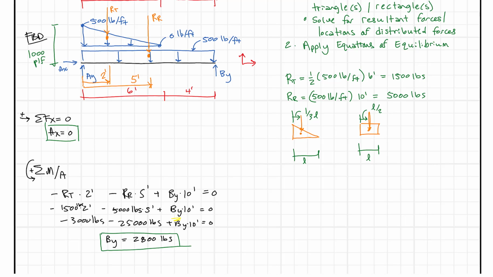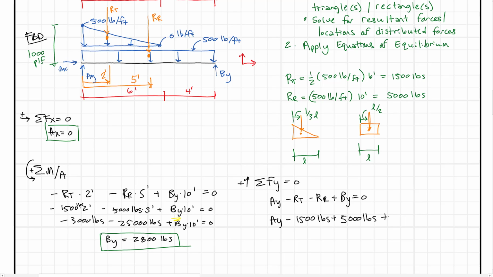Okay, and then we can apply our last equation of equilibrium. So here we have the sum of the forces in the y direction equals 0. The forces up are going to be positive, and what do we have? We have AY, minus RT, minus RR, plus BY equals 0. So this is cool. We got AY, we don't know AY yet. That's what we're going to solve for, minus RT, which was 1,500 pounds, minus RR, which is 5,000 pounds, plus BY, and in this case we know BY is 2,800, so let's substitute that in. It has to equal 0.